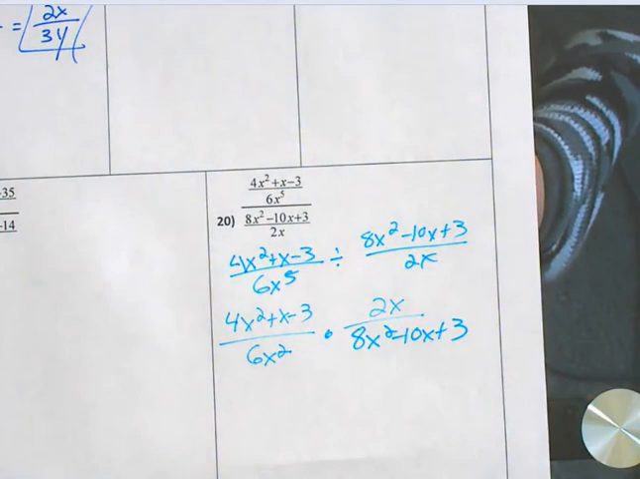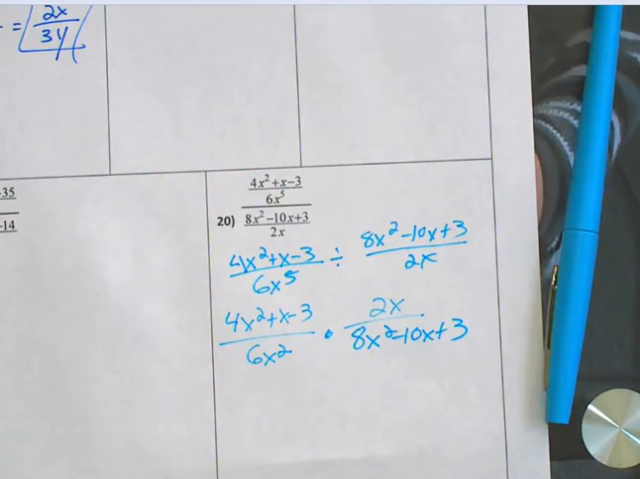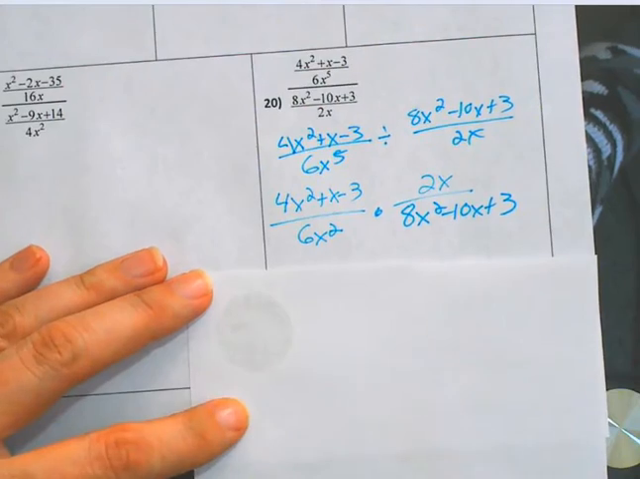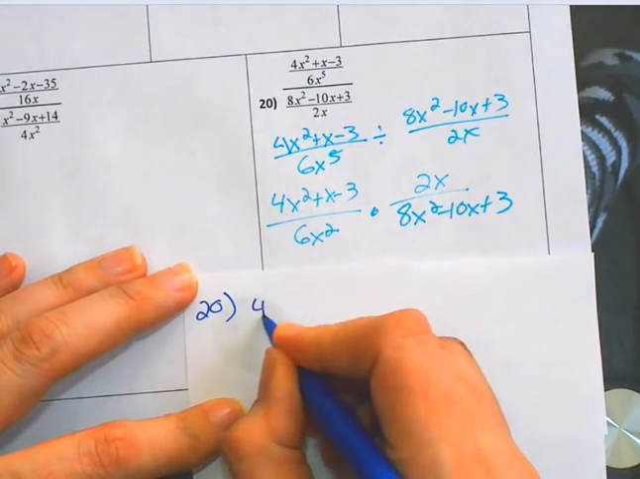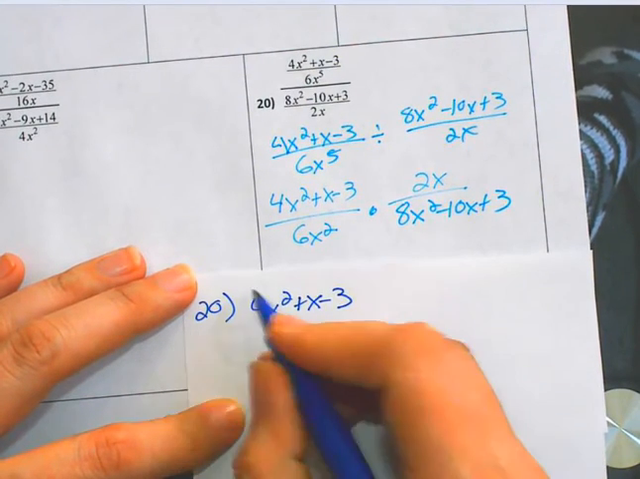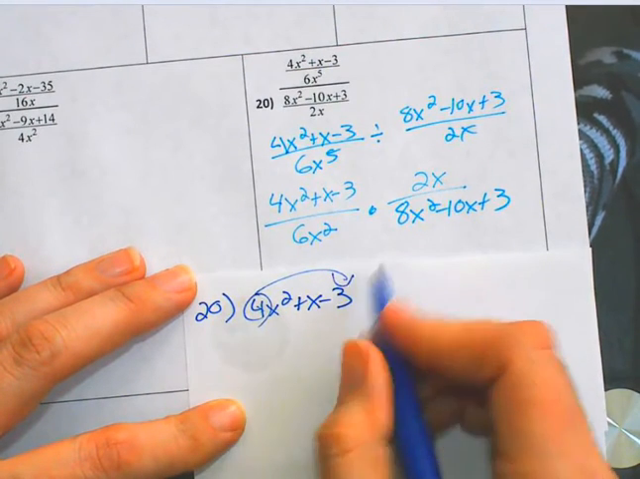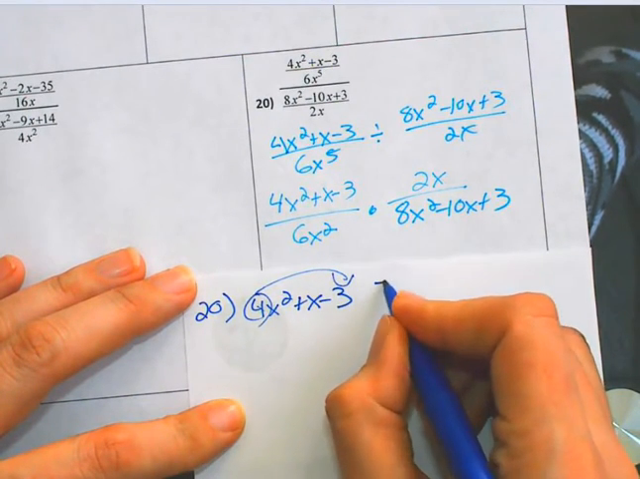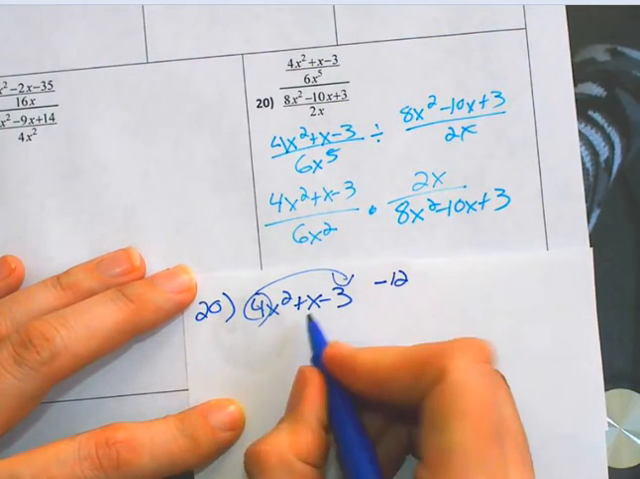All right, now you have a lot of factoring that you need to do. So my suggestion would be to get a separate piece of paper out and do your factoring there. The first thing I'm going to factor, for number 20, is 4x squared plus x minus 3. Because it has a leading coefficient greater than 1, I know that I'm looking for factors of negative 12 that add up to 1.